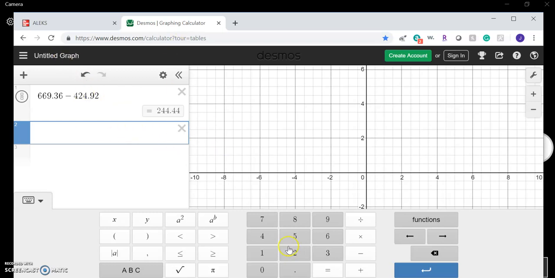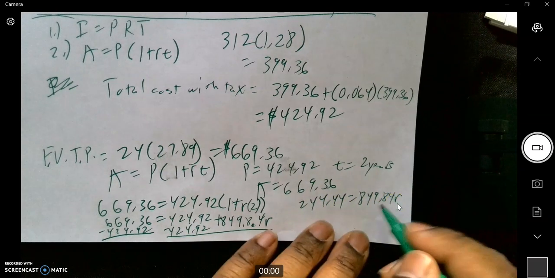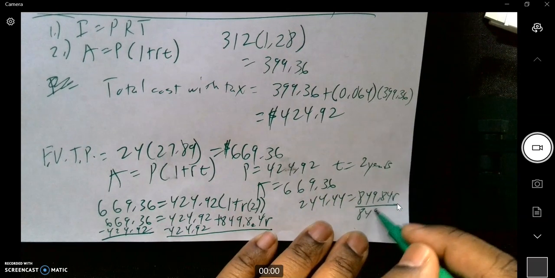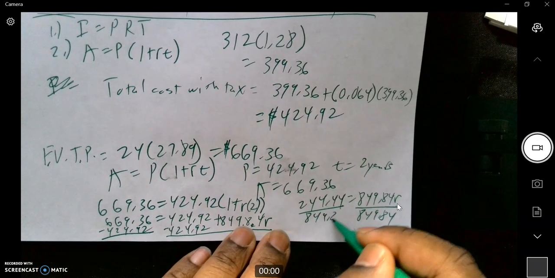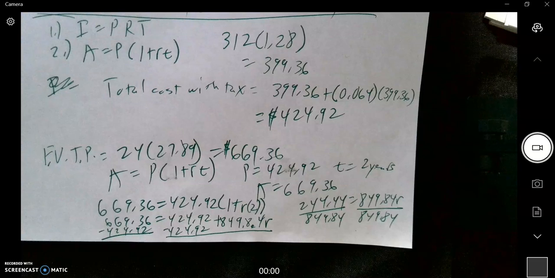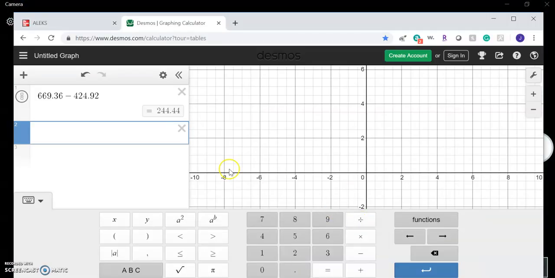Now, the next thing we will have to do, and coming back to the camera, the 244.44 is equal to 849.84 R. We have to divide each side by the 849.84. And we will put that in our calculator. So we will have 244.44 divided by 849.84.